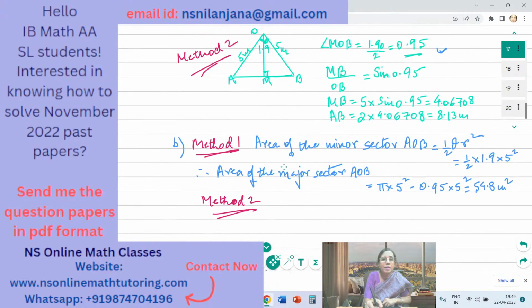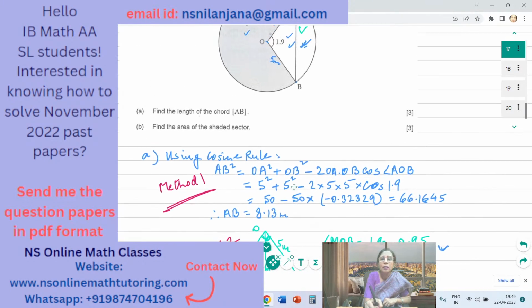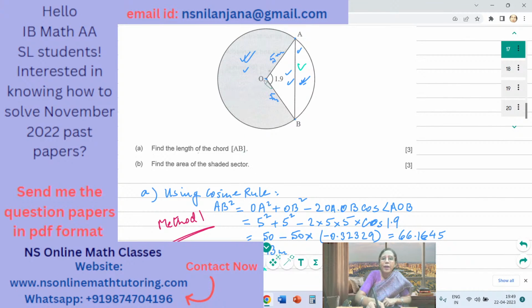For this, what we'll be doing is we will be finding this angle. See, the first method was just to get the area of the entire circle minus the area of the minor sector. Now we will be getting the area of the major sector directly. For that, we need the sector angle. And we know that the total angle around a point is 360 degree or 2 pi. Because this is in radians, we have to take 2 pi, not 360 degree. And from 2 pi, we will be subtracting 1.9 to get this sector angle. And once we get this sector angle, we will be applying the same formula, half theta r square. R will be 5 and we will be getting the area of the major sector directly. Okay.